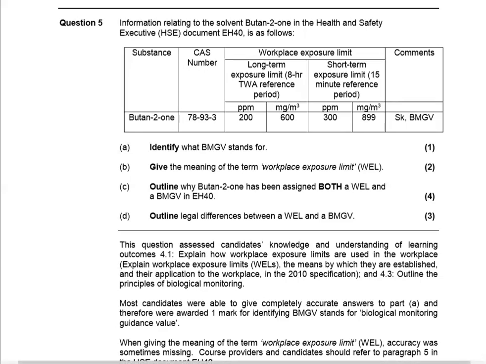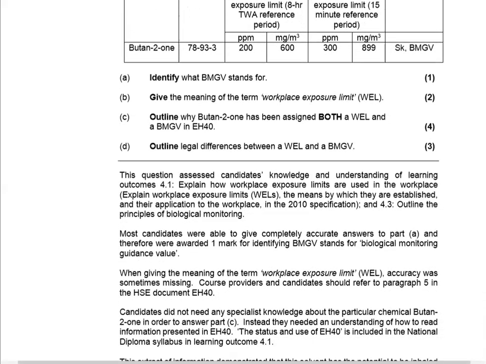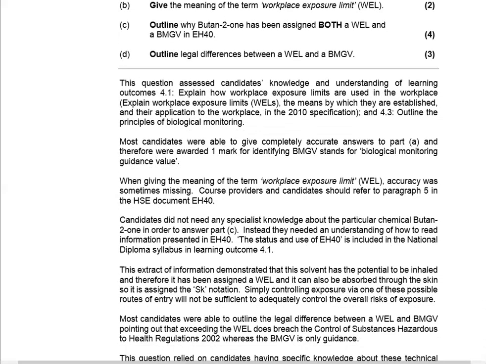So okay, it's here. Most candidates are able to give completely accurate answers to part A, and therefore were awarded 1 mark for identifying BMGV stands for biological monitoring guidance values. If you don't quite know it as yet, you could memorize that. But also know that there are two types of those readings already published. One would really be like a health figure. That's the one that I really want to focus on, maybe more for everyday life.